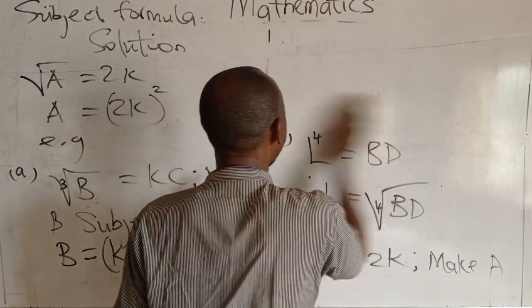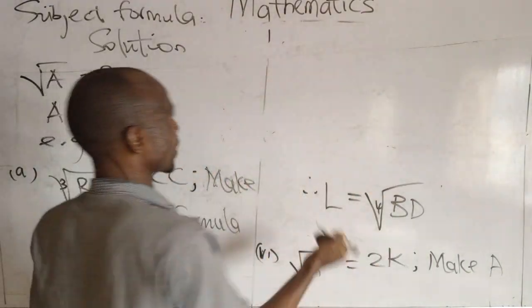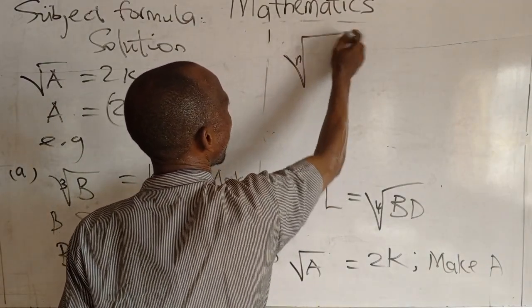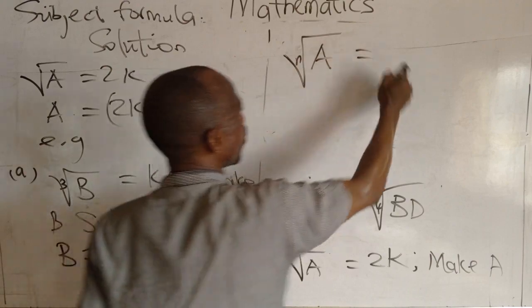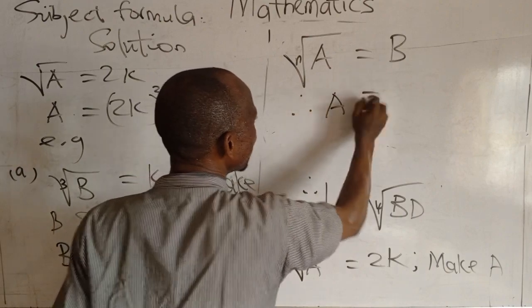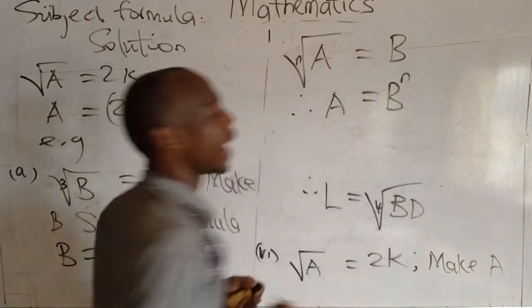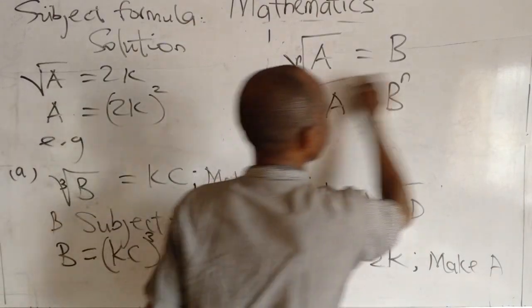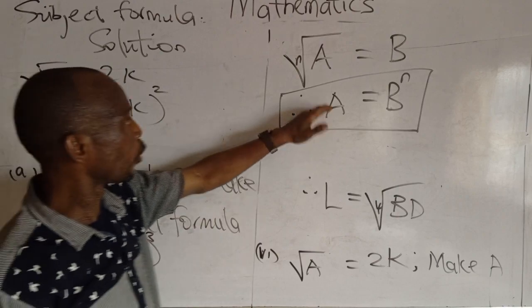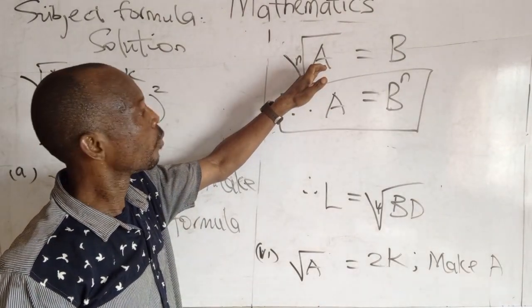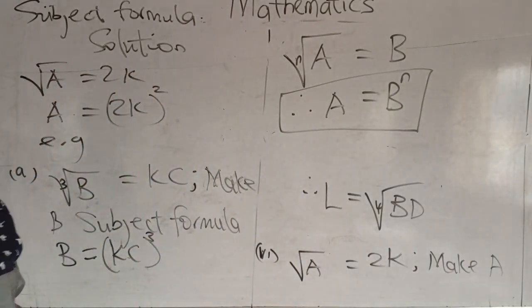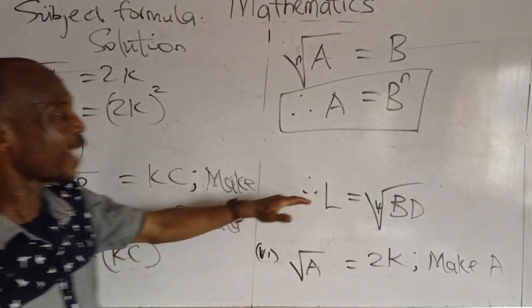So what is the principle? We can simply state it as this. In summary, if the nth root of A is equal to B, therefore our A will now be equal to B raised to power n. This is principle 6. Whenever you want to pull the root, we make the other side the power of the particular root.